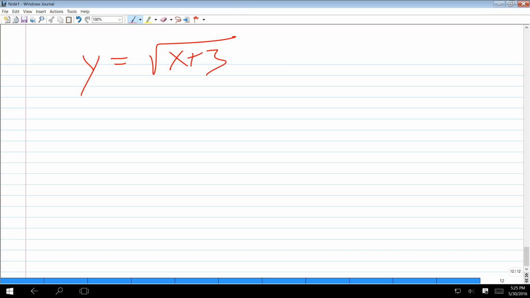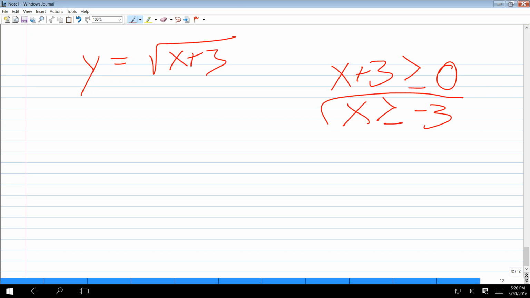Everything greater than 0. No. Everything greater than -3. Correct. In other words, what you want to do whenever you see something like this is take whatever's inside the radical and force it to be greater than or equal to 0, and then solve it. Well, what does that mean? That means x is greater than or equal to -3, and that is your domain. Except -3, can you take the square root of 0? Yes, you can. Okay.